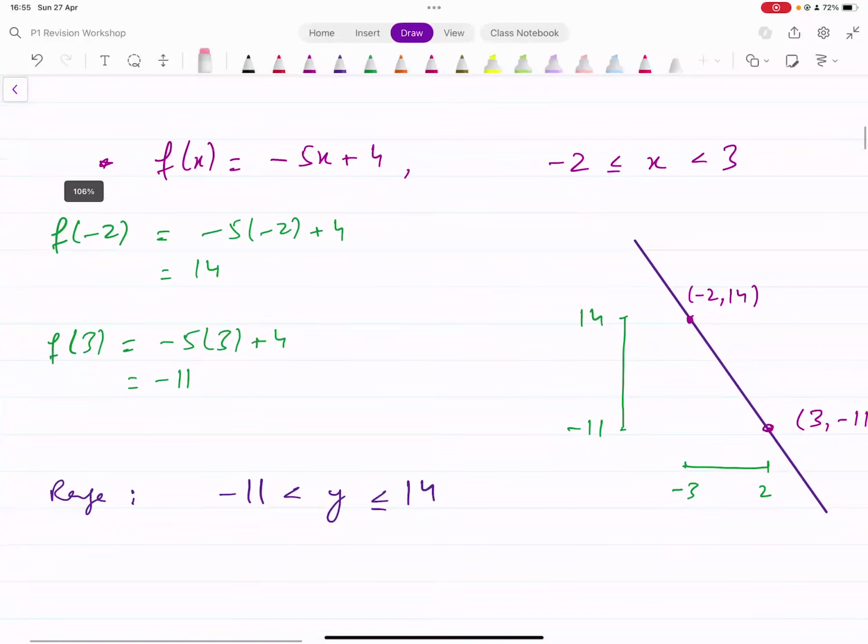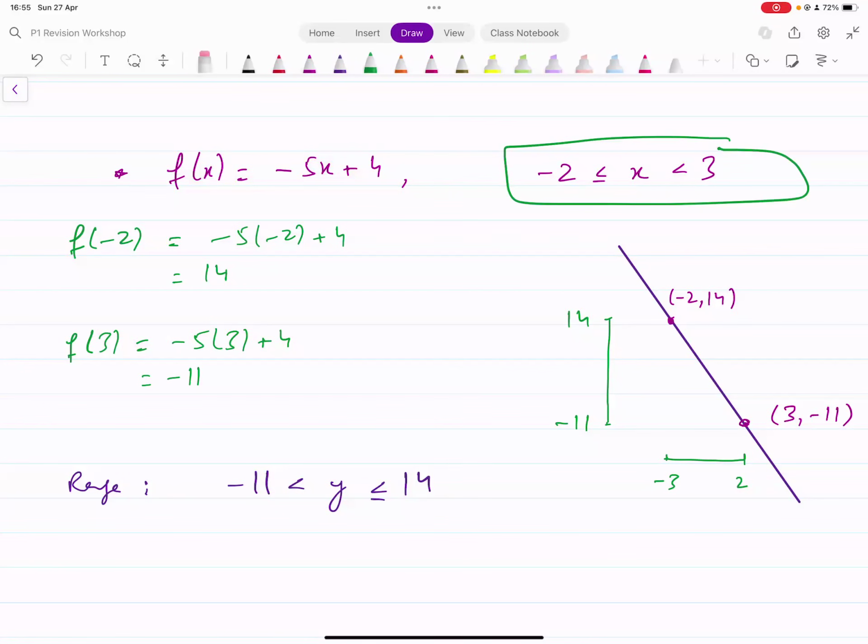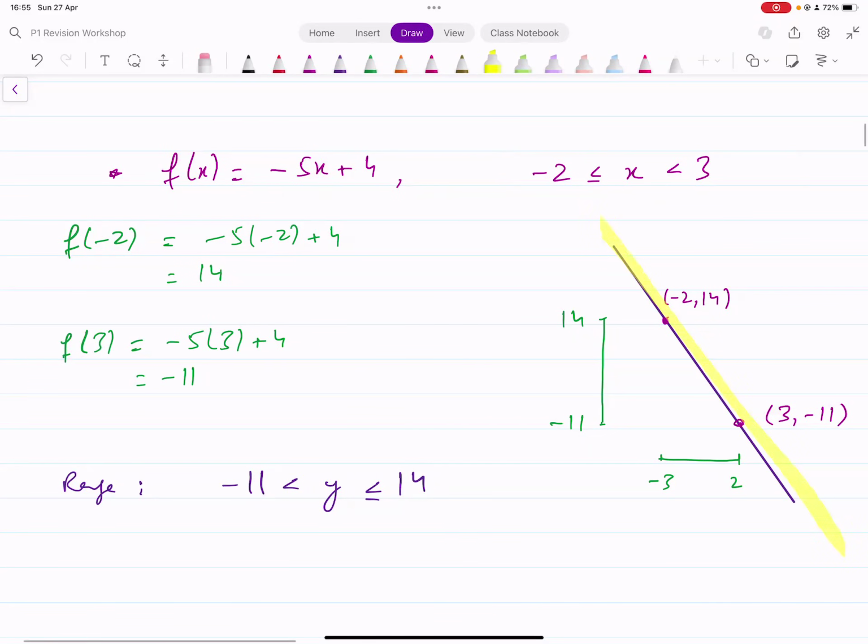Take another example. Let's say we've got a function like this. F of x equals minus 5x plus 4. What's the domain of this function? Domain of the function is from minus 2 to 3. Again, you can think of the graph. It's a downward sloping line because the gradient is negative. So it's going to look like this. That's the shape of the graph. It's a downward sloping line like this.